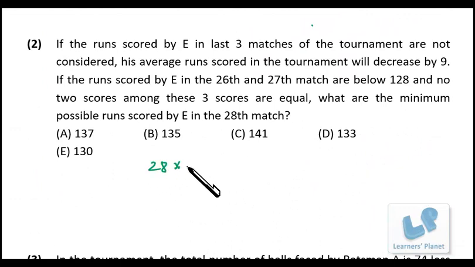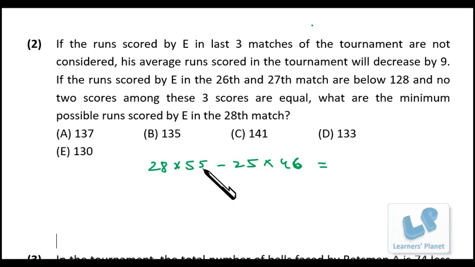28 into 55. And if we do not consider the last 3 matches, that means only 25 matches, the average score goes down by 9. So this is the total score of 25 matches. So the difference will be the total score of the last 3 matches, that is the 26th, 27th and 28th match. So we need to do this calculation quickly.